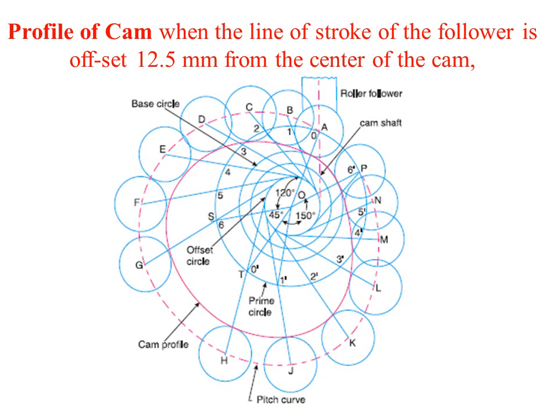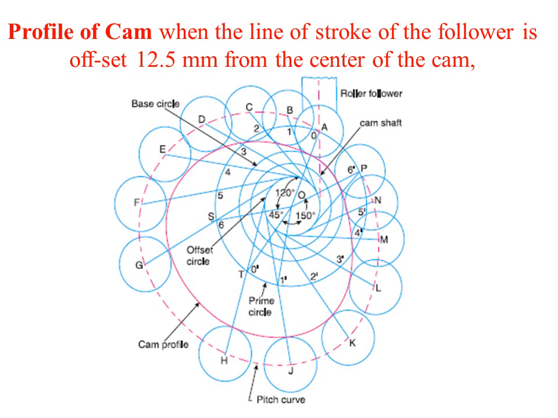So to draw the pitch circle, take the sum of the radius of the base circle and the radius of the roller follower. In the problem they mentioned the roller follower is 20 mm, so the radius will be 10, and the base circle radius is 25. So 25 plus 10 equals 35 mm radius. So taking O again as the center, we need to draw the prime circle of radius 35 mm.